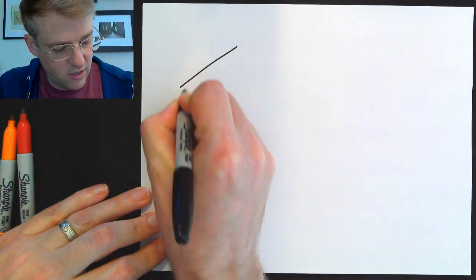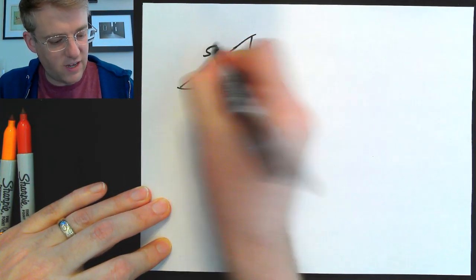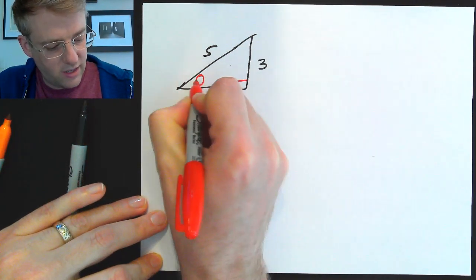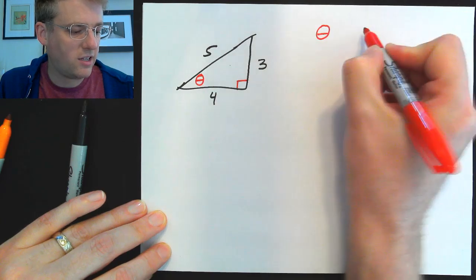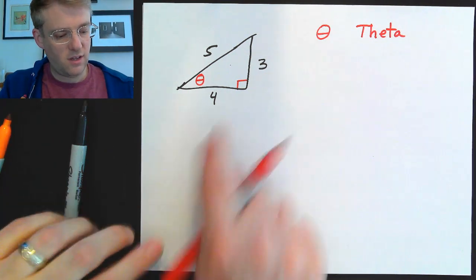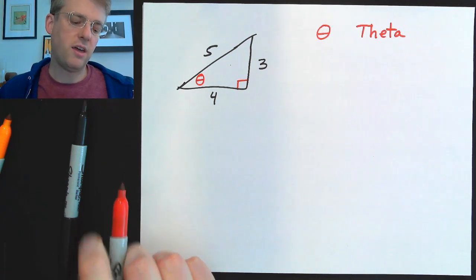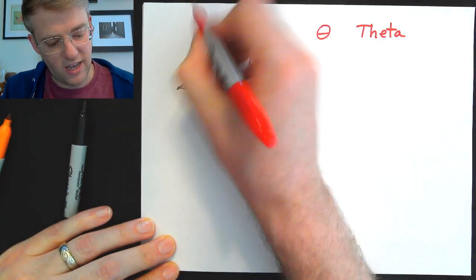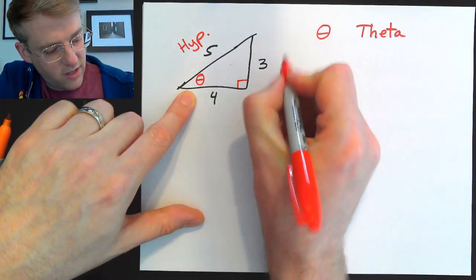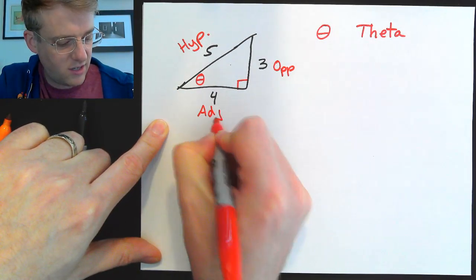So I'm going to redraw with a slightly different triangle. I'm still going to call it 3, 4, and 5. And I'm going to label not only my right angle, but also an angle of interest that I'm going to call theta. It's a Greek letter. So angle theta is related to the three sides of this triangle by the way we learned in the previous benchmark. We can label them now. The 5 length side is the hypotenuse, which is across from the right angle. The 3 length side is opposite theta, and the 4 length side is adjacent to theta.